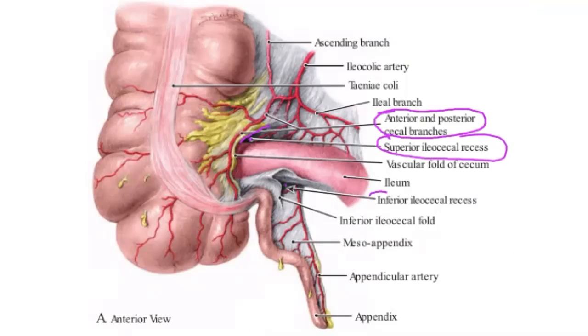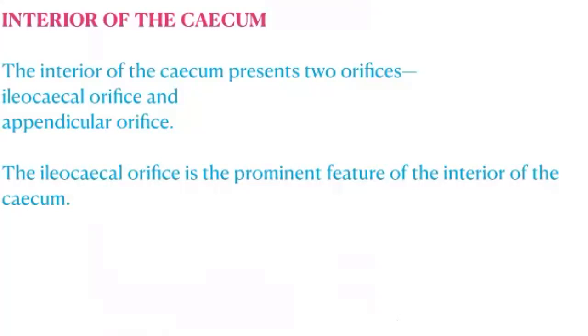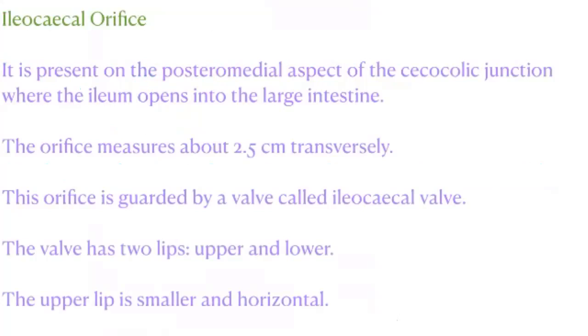Coming to the interior. Interior of the cecum presents two orifices, ileocecal orifice and appendicular orifice. Ileocecal orifice is present on the posteromedial aspect of the cecocolic junction, where the ileum opens into the large intestine. The orifice measures about 2.5 centimeters transversely. The orifice is guarded by a valve called ileocecal valve. The valve has two lips, upper lip and lower lip.